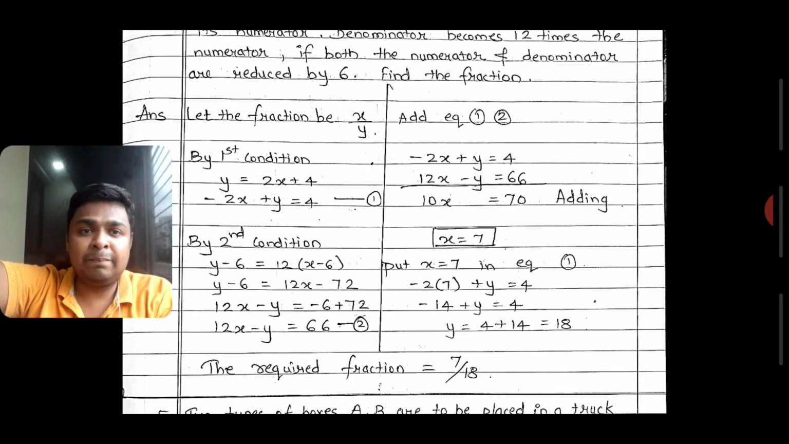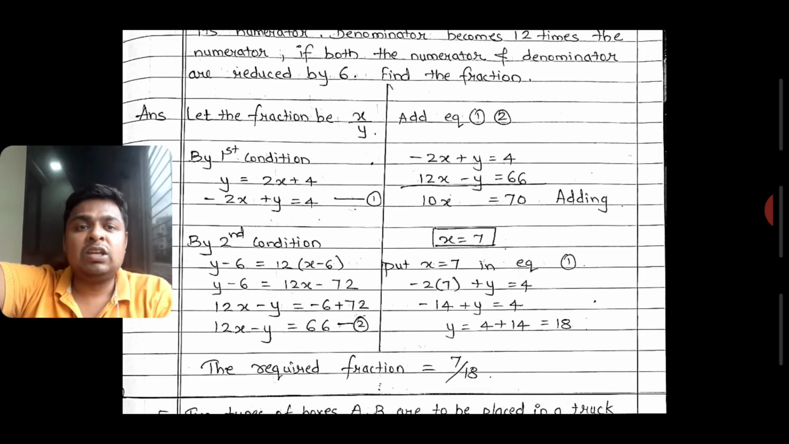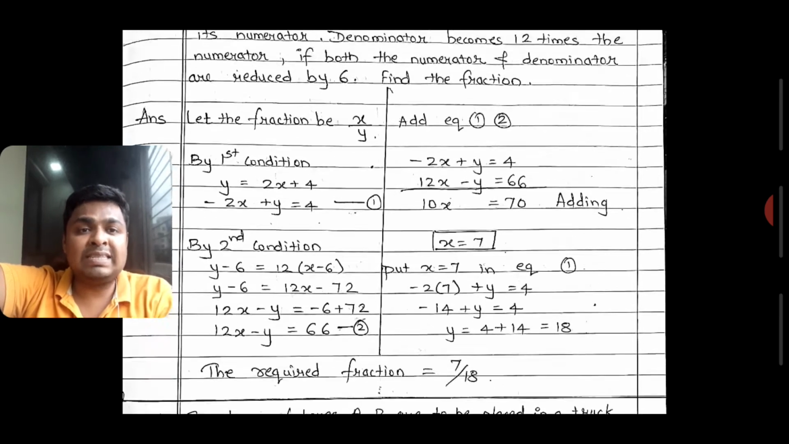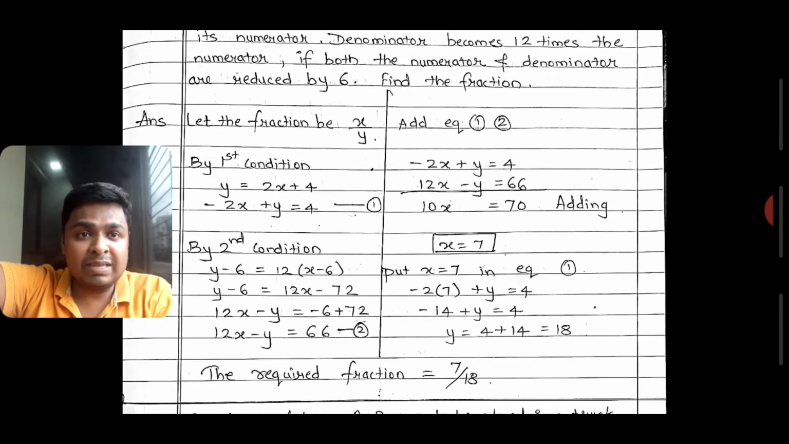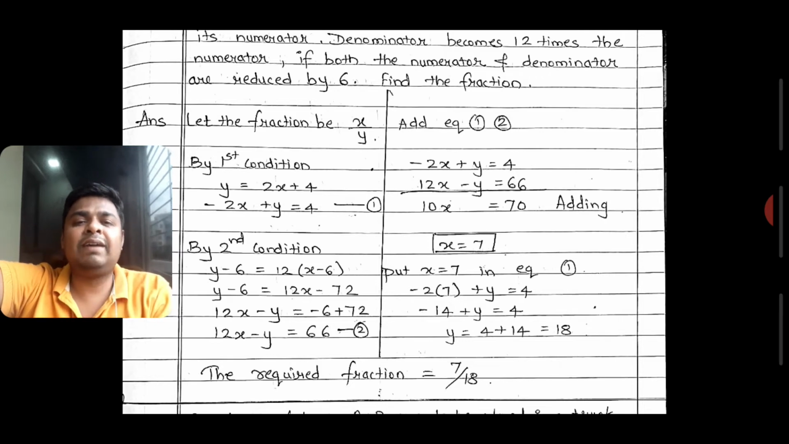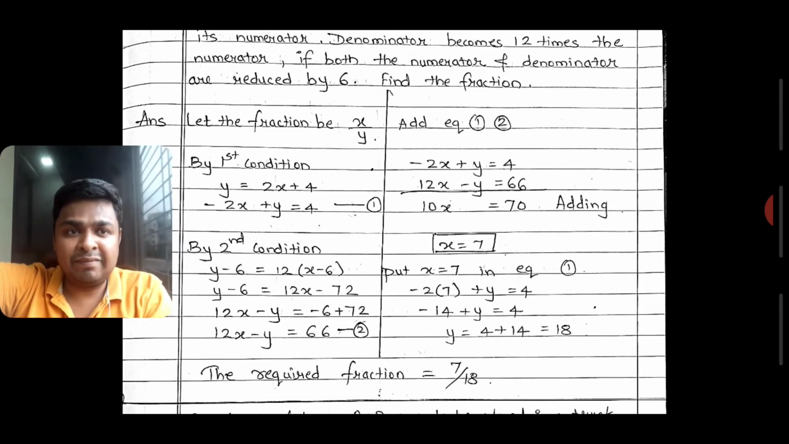Multiply 12 inside. You will get 12x minus 72. Transfer the terms on one side. You get 12x minus y is equal to 66. This is the second equation. Look at the first one and second one. You can see plus y and minus y. Easily we can cancel it. So add it. You will get 10x is equal to 70. y will get cancelled. Divide it by 10 on both sides. You will get x is equal to 7.